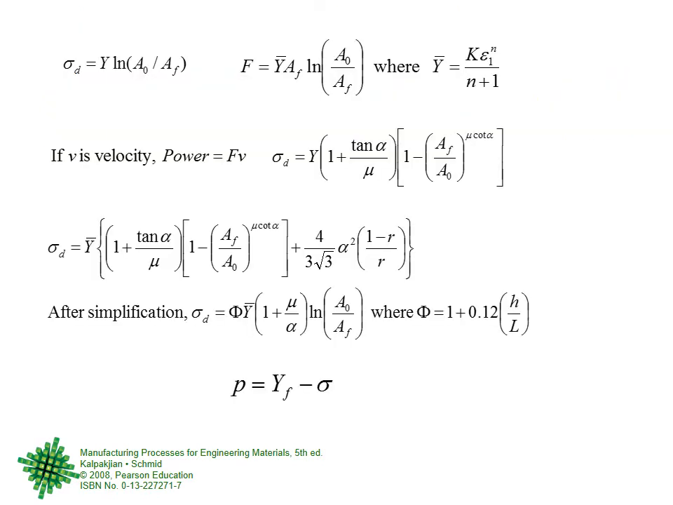So I am just repeating the equations, drawing a stress, ideal, y bar ln A naught by AF. Force, the same thing with a y bar here and AF here, right, and y bar is this one, and V is the velocity, so power is force into velocity. They were asking you the power, right. Of course this is there and this is there, but this is not required.